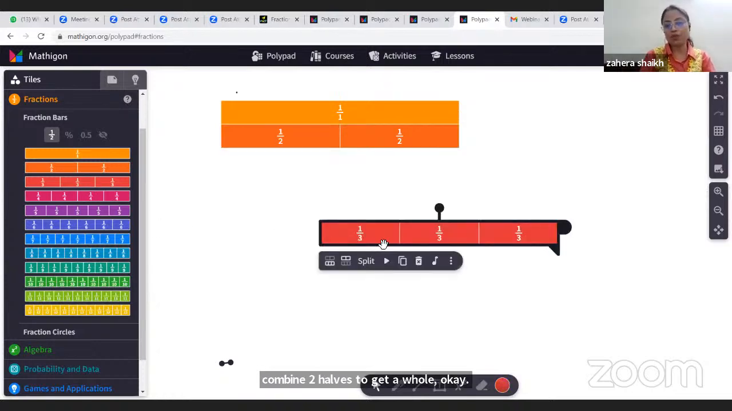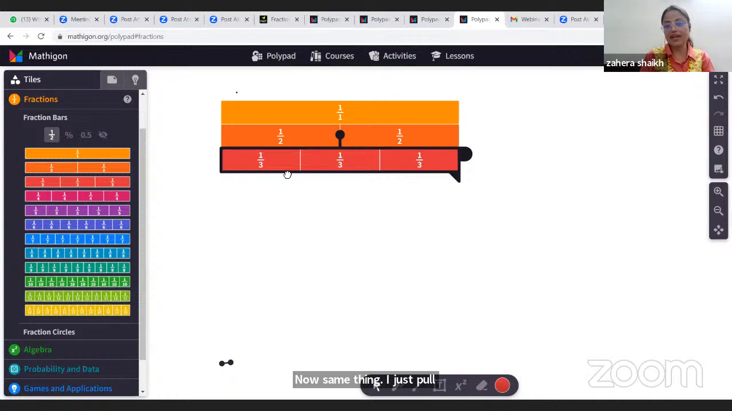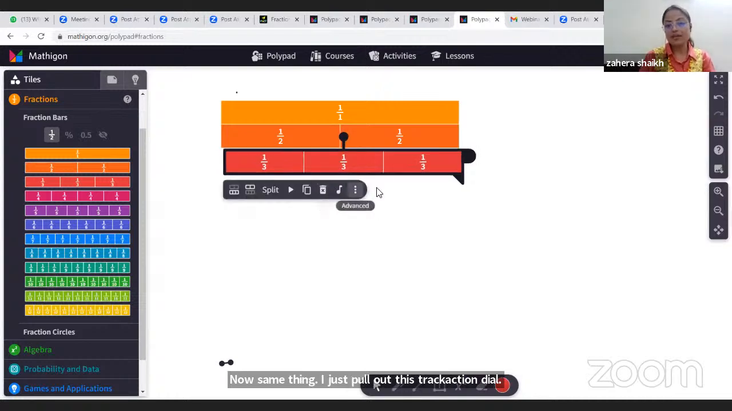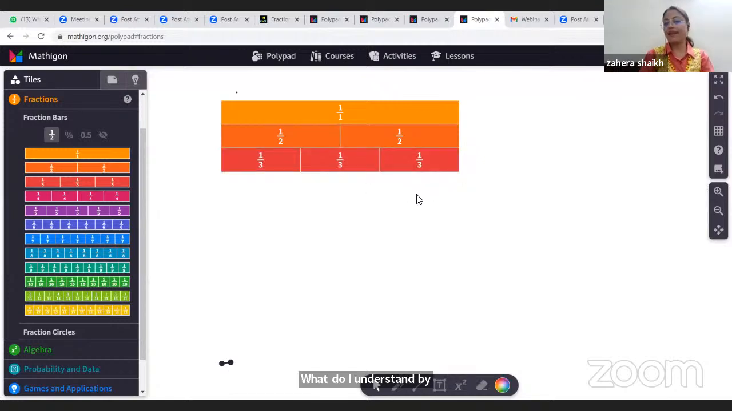Now, same thing, I just pull out this fraction tile. What do I understand by observing this layer? I can see that this whole is divided into 3 equal parts, and each part is 1/3. It is not 1 out of 3 objects. So I have 3 equal parts, and this is only 1 part of 1/3. And if 1/3 combines together 3 times, then we get a whole.